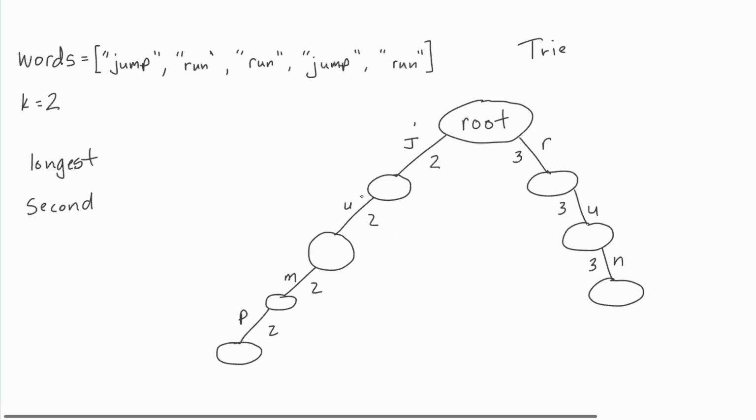So here we see it's jump. So let's record jump here. And then we want to find the second longest after we remove jump. So let's remove this. And now jump appears one time. So now we can go through again and find the longest prefix, but you'll see that we can't use jump again, because jump now only appears one time, and we have to have it appear at least 2 times. So our second prefix actually is going to be run in this case.